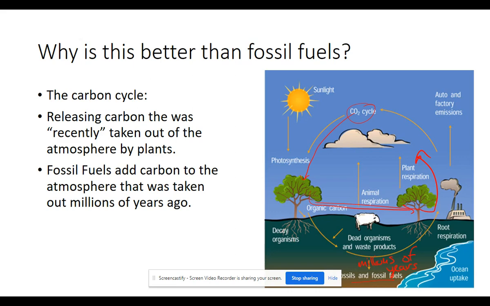Whereas with fossil fuels, we're taking carbon that's been stored for millions of years and emitting it into the atmosphere. That's of course the problem: we're adding more and more carbon to our atmosphere. Versus if we were able to run everything on biofuels, which we can't, there's not enough, we would be putting the same amount of carbon into the atmosphere that the plants took in.